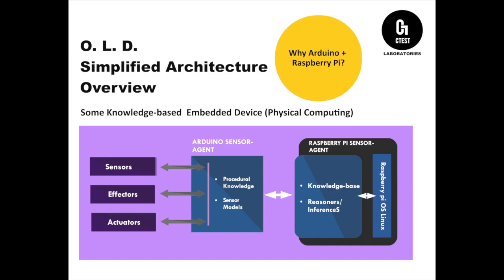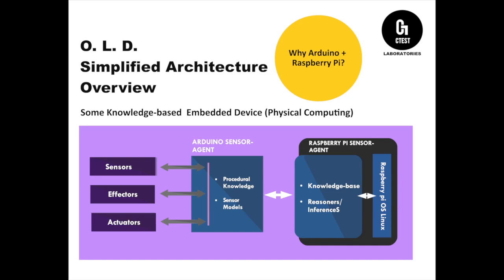So if you look at it, the Raspberry Pi agent has high-level knowledge about sensors, effectors, and actuators, and it has models of those things. And the Arduino has low-level, detailed, device-specific, manufacturer and vendor-specific models of those kinds of things. So it's kind of a dual agent thing. One agent runs on a Raspberry Pi, one agent runs on the Arduino. The Raspberry Pi is more generic with respect to the hardware. Our Arduino is more specific with respect to the hardware. So kind of keep this picture in mind as we're going.